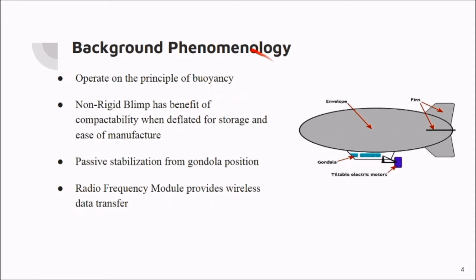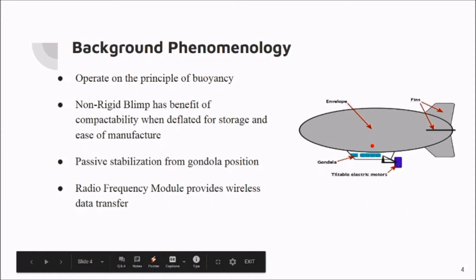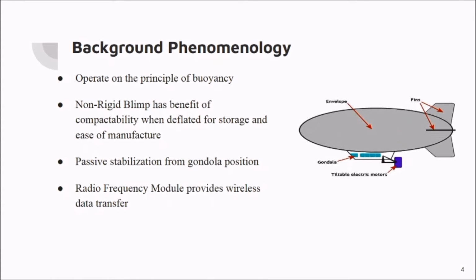Our blimps are based on the principle of buoyancy, in which the lower density of the internal gas, which is helium, lifts the blimp. We utilize non-rigid blimps for compactability and transport. All electronics are in the gondola position, such that the vehicle's center of mass is located below the center of lift to allow for passive stabilization. Electronics rely on radio frequency data communication for distance operation of the blimp.